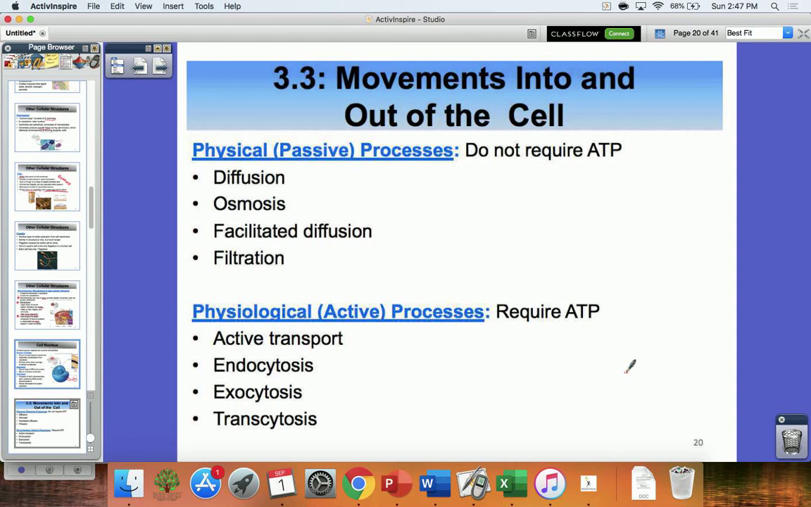All right, so this next section for this chapter will talk about passive and active transport. How do we get things in and out of the cell? How do we allow things to go in and out of this selectively permeable cell membrane? And so the first few we're going to talk about will be passive transport. And passive transport means no energy. So it does not require ATP, so it does not need energy.